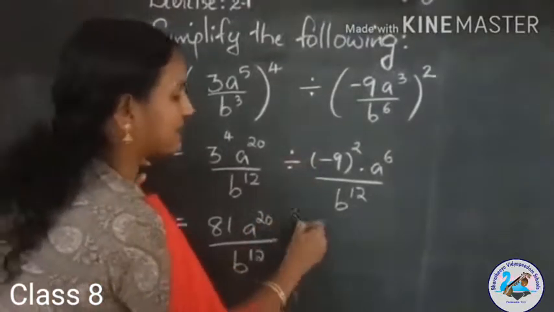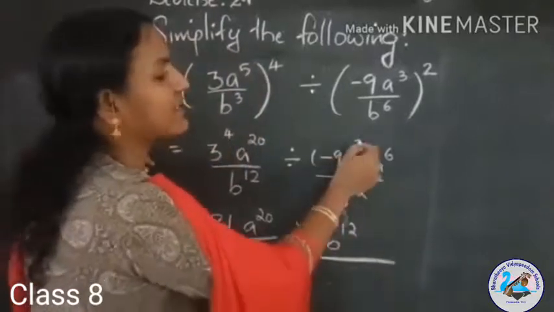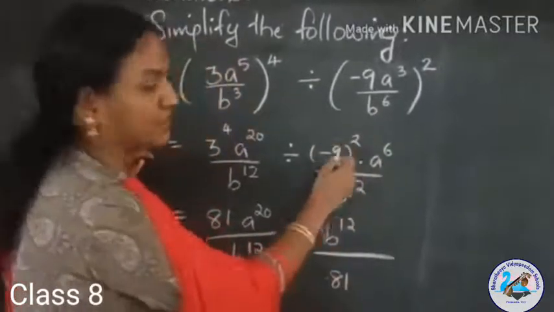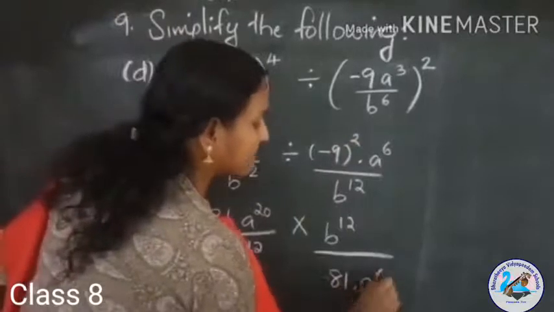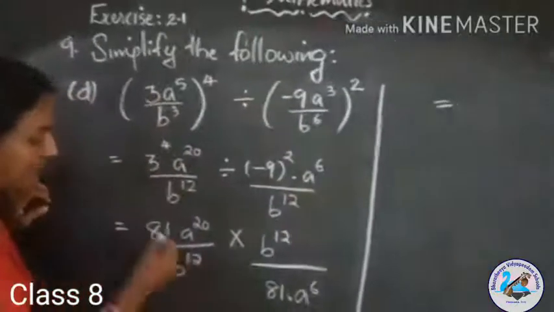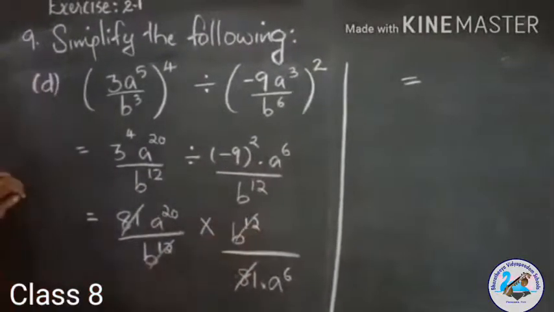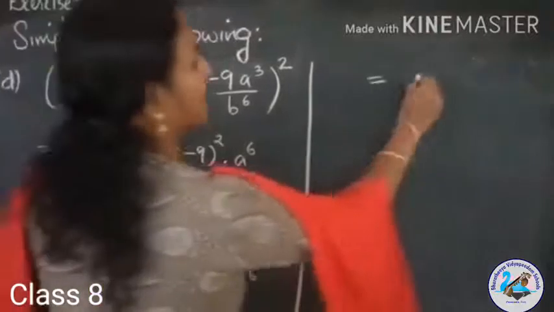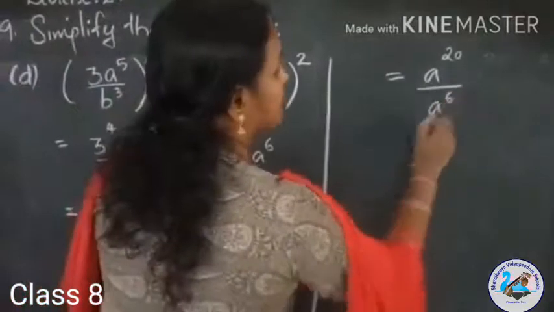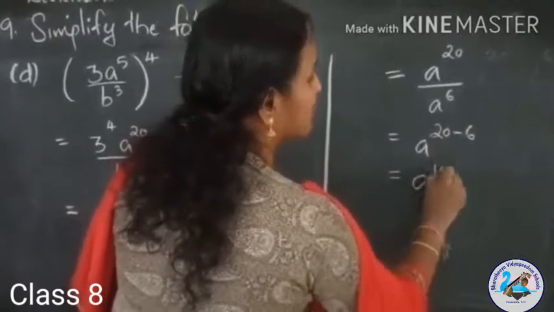Division means multiplying by the reciprocal. So the reciprocal is b^12 divided by (-9)^2. The square of a negative number is positive, so 9 squared is 81, into a^6. You can cancel 81 and 81, and b^12 and b^12 cancel. So the numerator is a^20, and the denominator is a^6, which gives a^(20 - 6) = a^14.